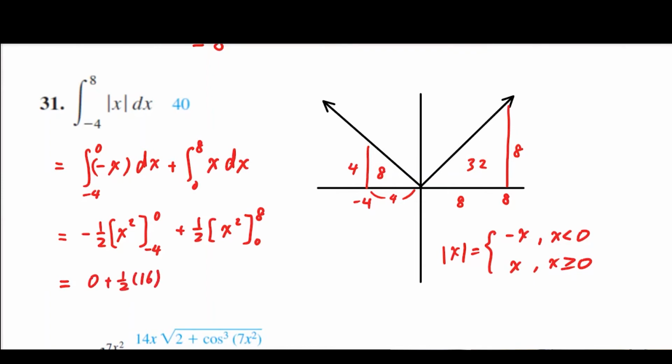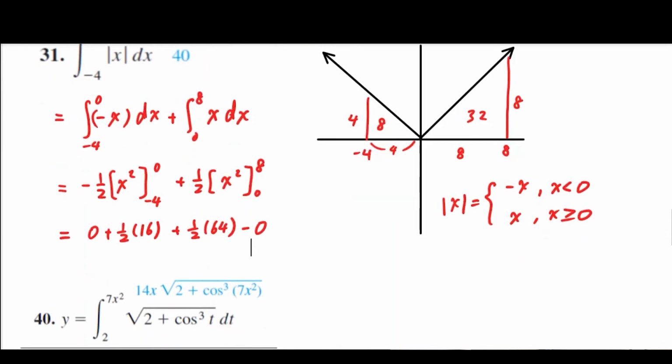You know what I'm saying? Which is 8, that 8. And then plus 1/2 times 8 squared, which is 64, minus 0. You get it? Which is 32. So together, they give you 40.